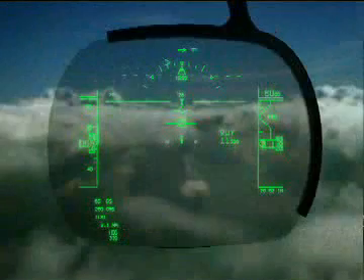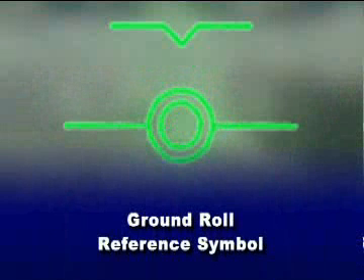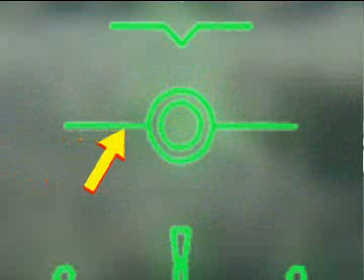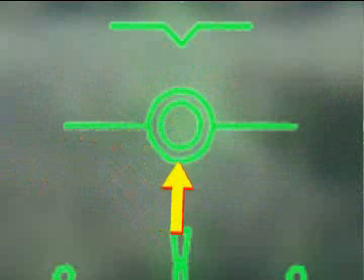Low visibility takeoff. The following symbols are displayed to enhance situational awareness. The ground roll reference symbol provides a reference for the ground roll guidance cue. The symbol is positioned 1.5 degrees below the aircraft reference symbol until rotation.